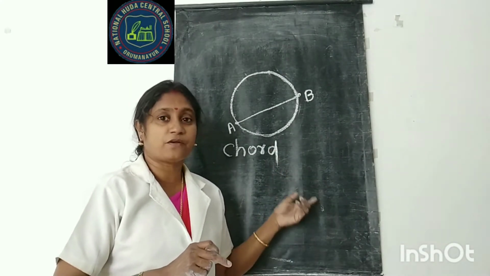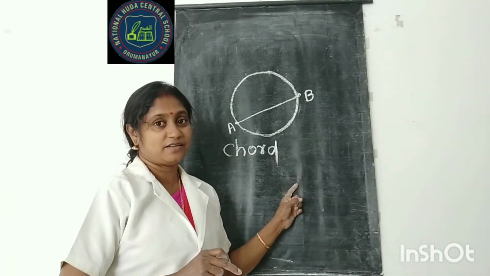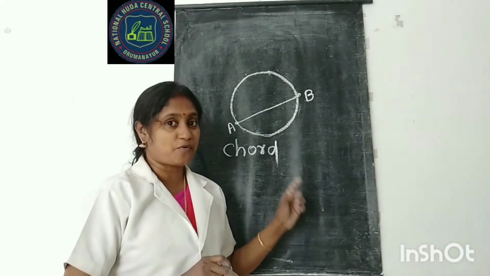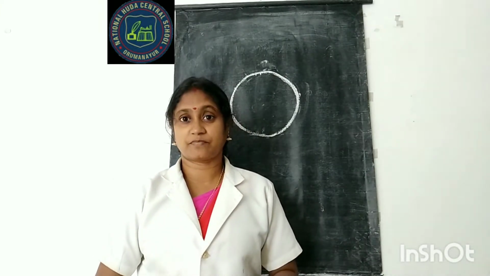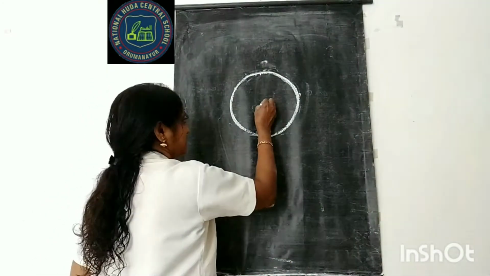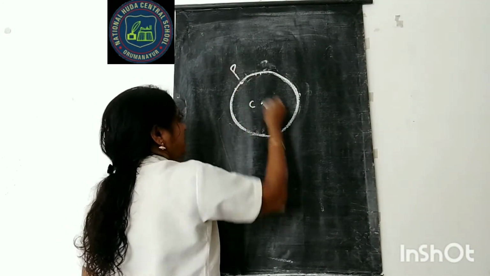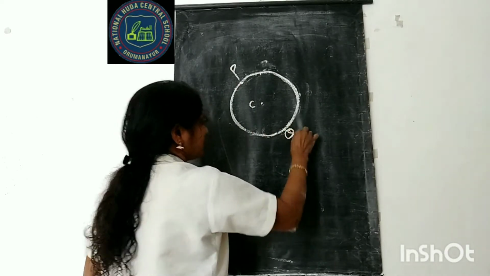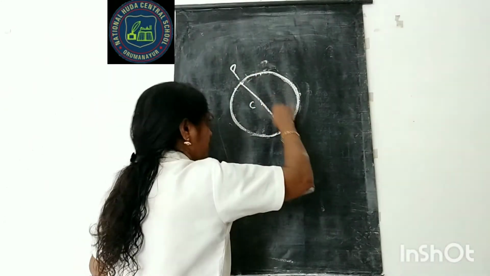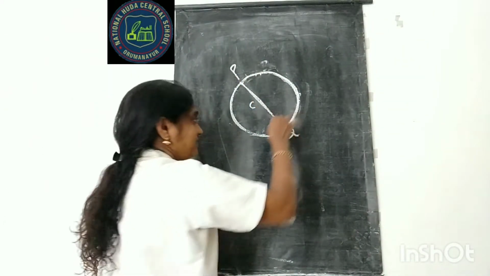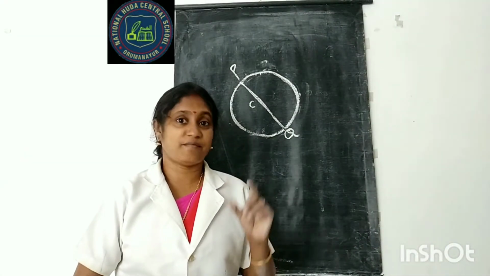So what is the definition of a chord? It is a line segment whose endpoints lie on the circle. Now we can learn about diameter. Let C be the center of the circle, and suppose there are 2 points P and Q on the circle. Now I am going to join P and Q, and we got a line segment PQ. This line segment PQ is the diameter of the circle.